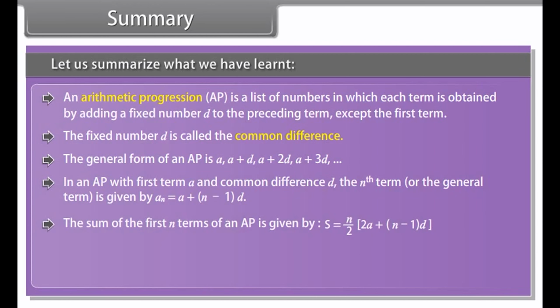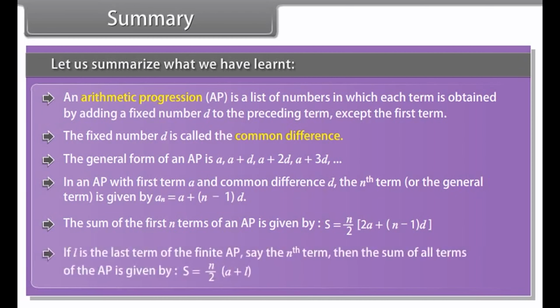The sum of the first n terms of an AP is given by S is equal to n upon 2 into 2a plus n minus 1 into d. If L is the last term of the finite AP, say the nth term, then the sum of all terms of the AP is given by S is equal to n upon 2 into a plus L.